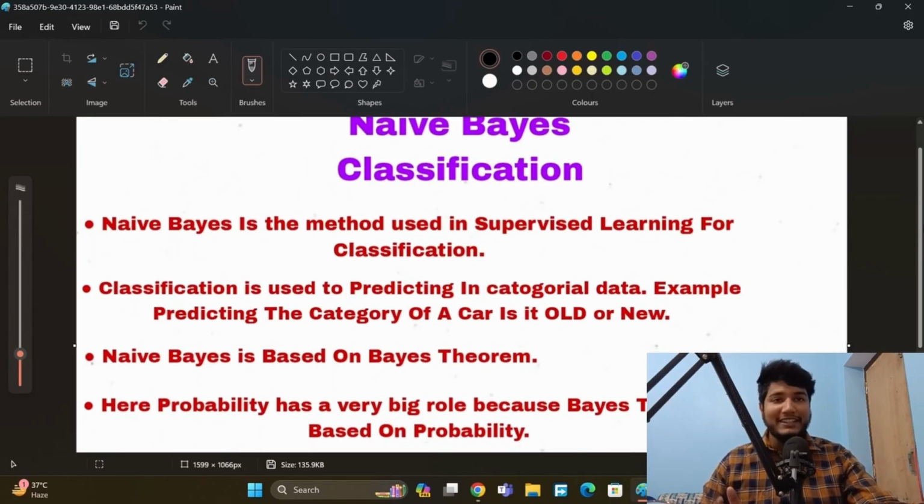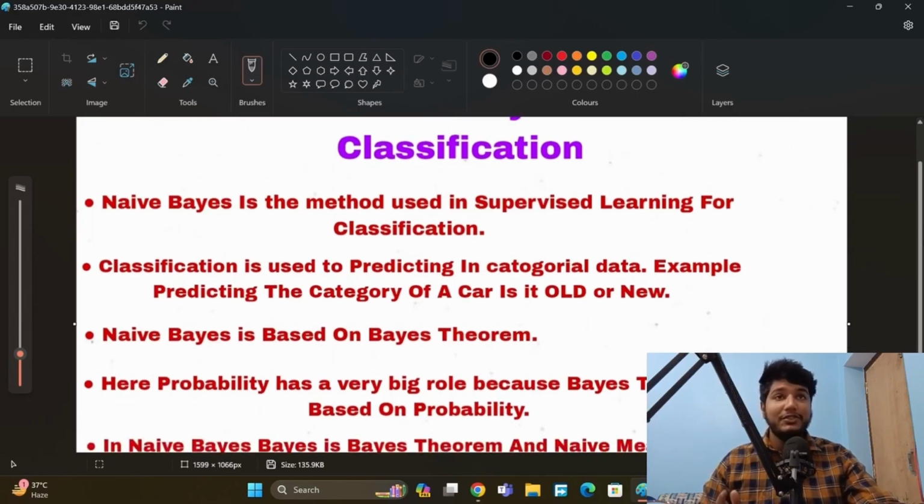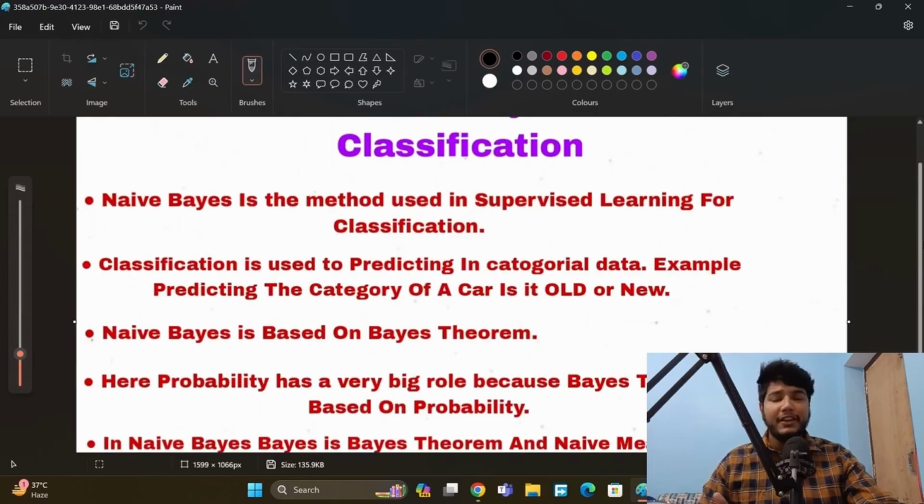So what is classification then? Classification is used for predicting categorical data. Example, predicting the category of a car. Is it old or new?